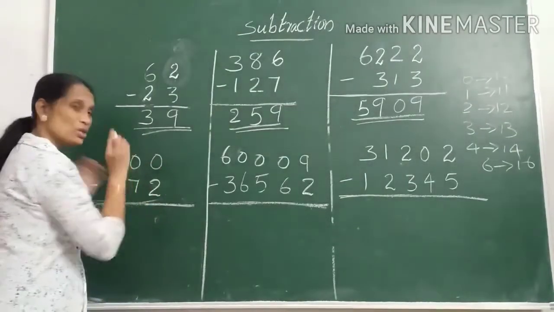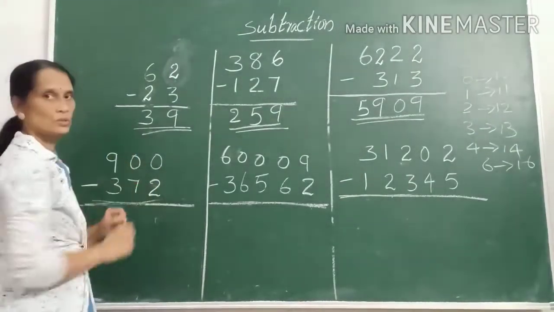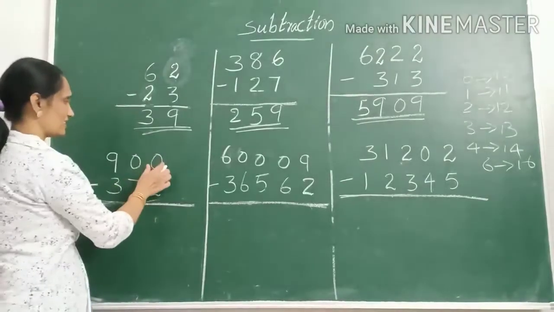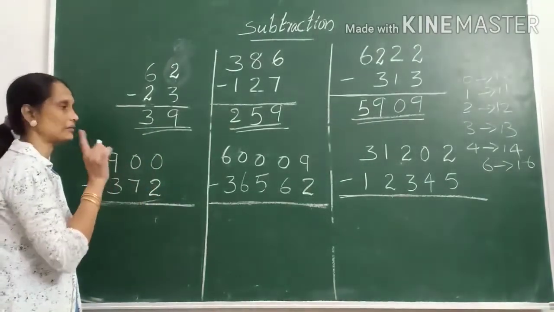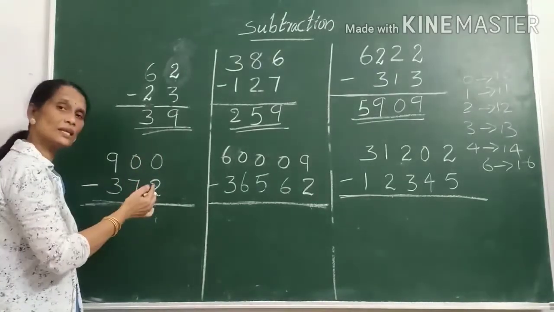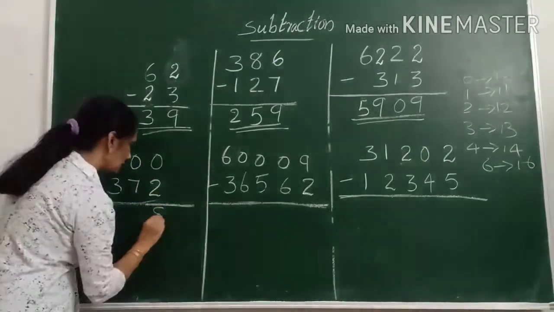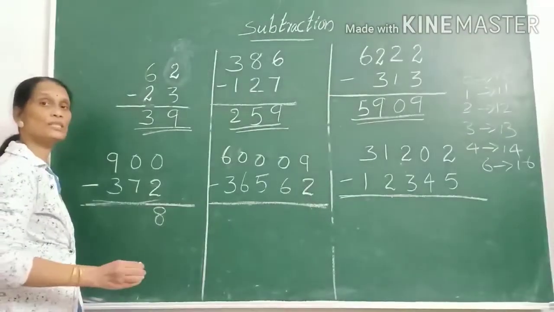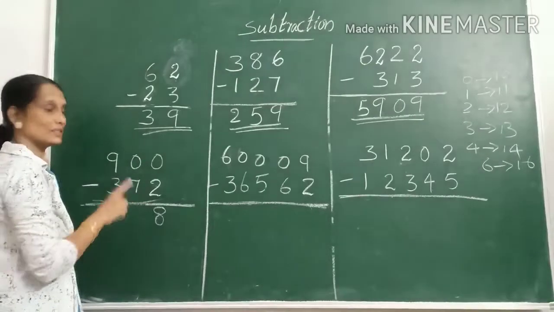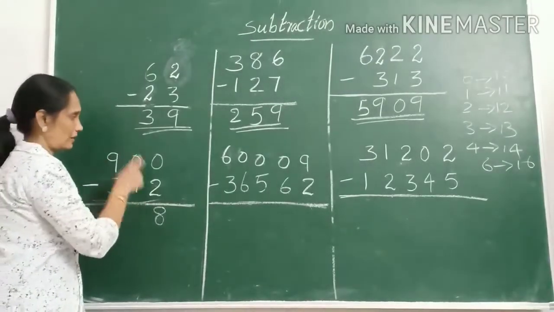Now, this is 0, smaller number, 2. So, 0 is smaller than 2. So, we have to consider 0 as 10. 2 plus how much is 10? 2 plus 8 is equal to 10. That one add here. Okay.